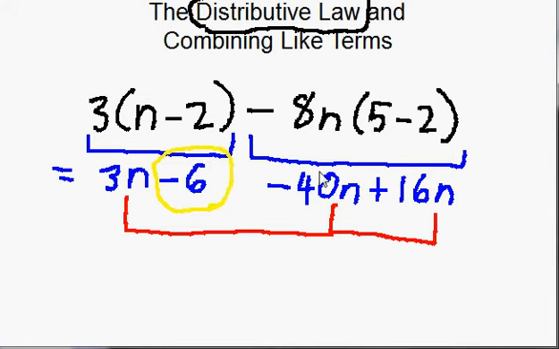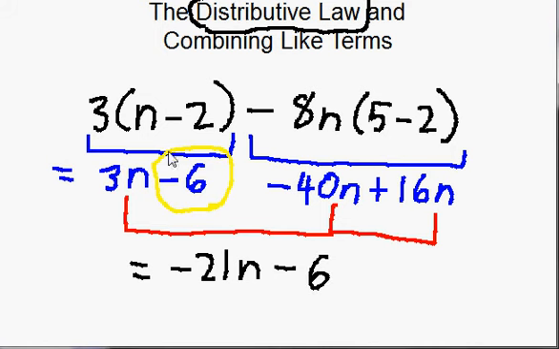If I have 3 n's and I take away 40 n's and then I add 16 n's, let's see, 3 minus 40 is negative 37 plus 16. That's a little bit tricky, but let's see. I think it's negative 21, I think. Is it? Let's see. 3 plus 16 is 19. Yeah, negative 21. So what this turns out to be is negative 21n minus 6.